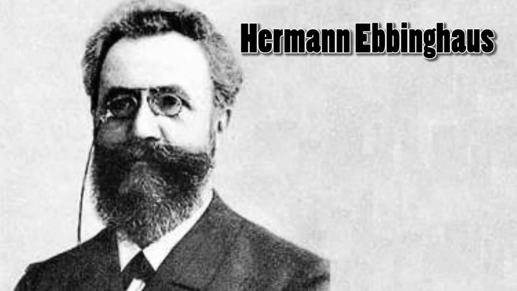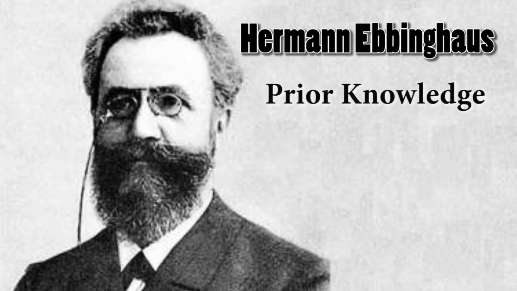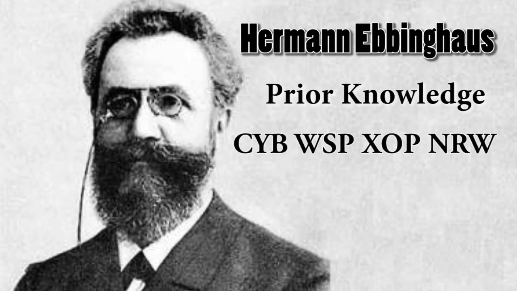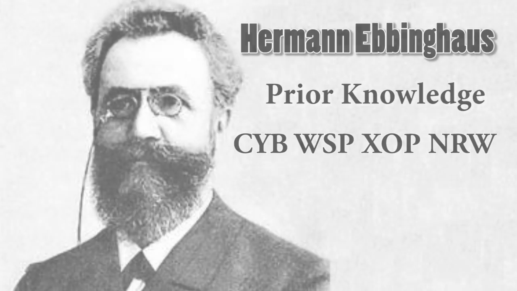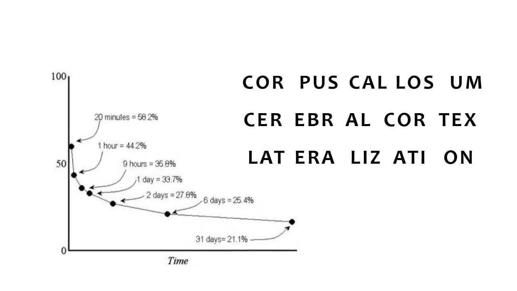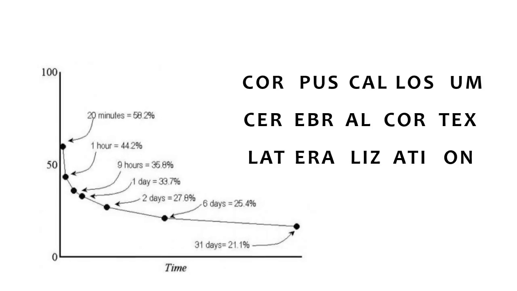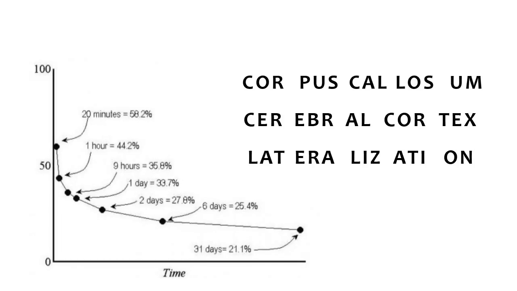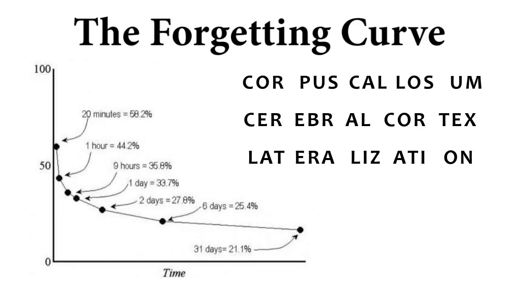In 1885, one of the first to examine learning was Hermann Ebbinghaus. He wanted to study learning without the use of prior knowledge. To do this, he created strings of nonsense syllables, which would not have been familiar and therefore not in long-term memory. He found that after learning the strings of nonsense syllables, his memory of them decreased as a function of time. Thus, the forgetting curve.